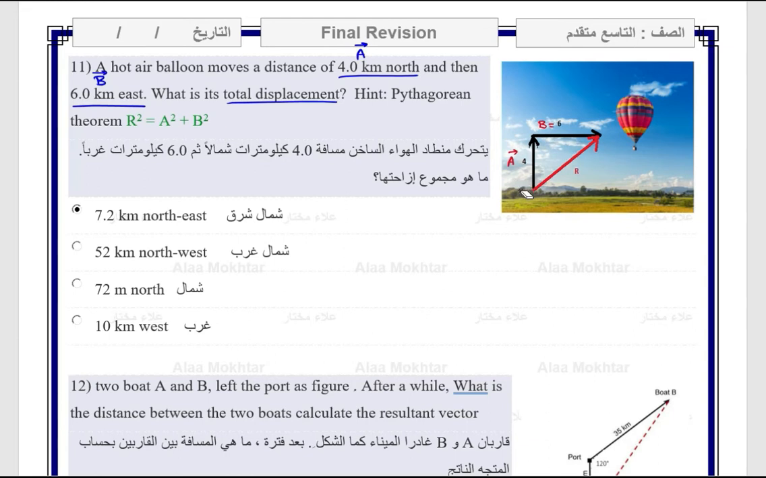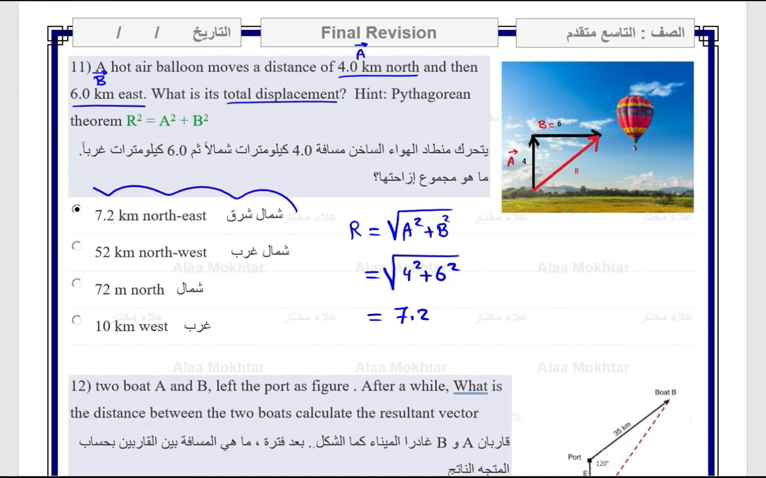The displacement or resultant from the start point to the end point is R. Hence, Pythagoras theorem: R squared equals A squared plus B squared. Or as you know, the resultant equals the square root of A squared plus B squared. So R equals the square root of 4 squared plus 6 squared. The answer will be 7.2. It's directed to northeast. Okay, this is the direction.